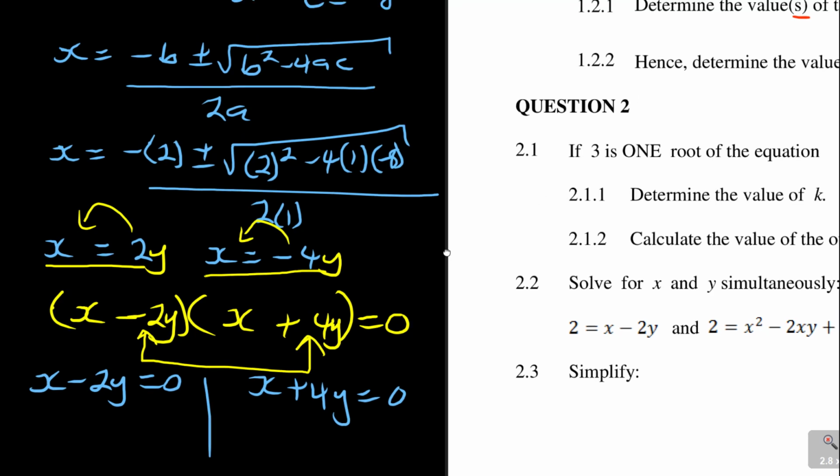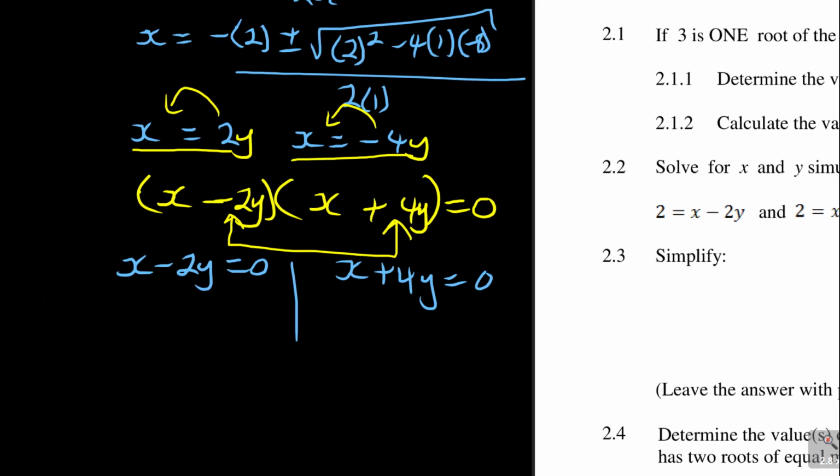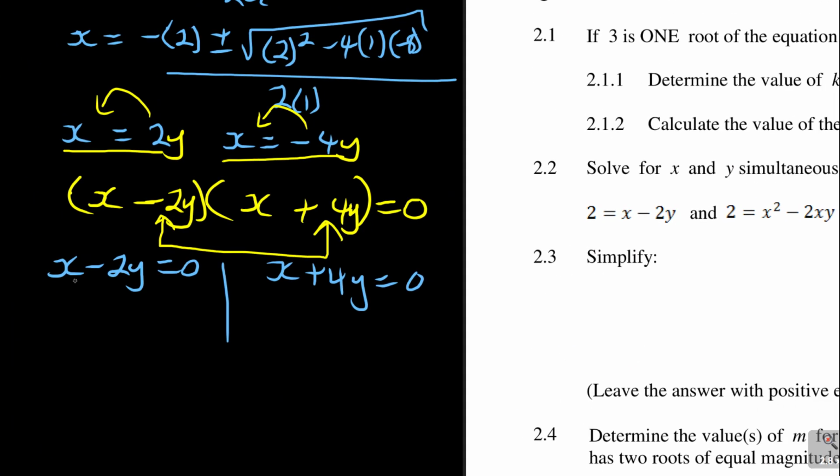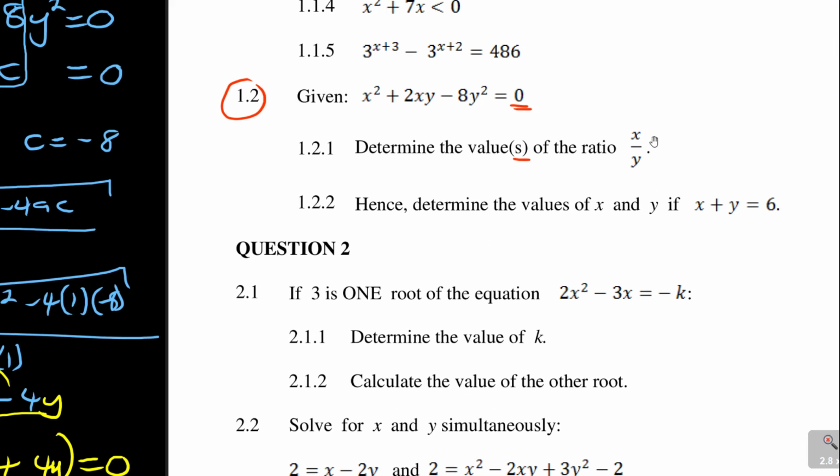What did the question say? The question says we need to determine the values of the ratio x over y. So it's mainly factorization here that they were trying to bring. To say here, you're going to say x is equal to 2y. You see the part that we had here. So you divide by what? You divide by y. Why am I doing that? Because they want the ratio of what? They want the ratio of x over y. Look at the question there. They want to have x over y.